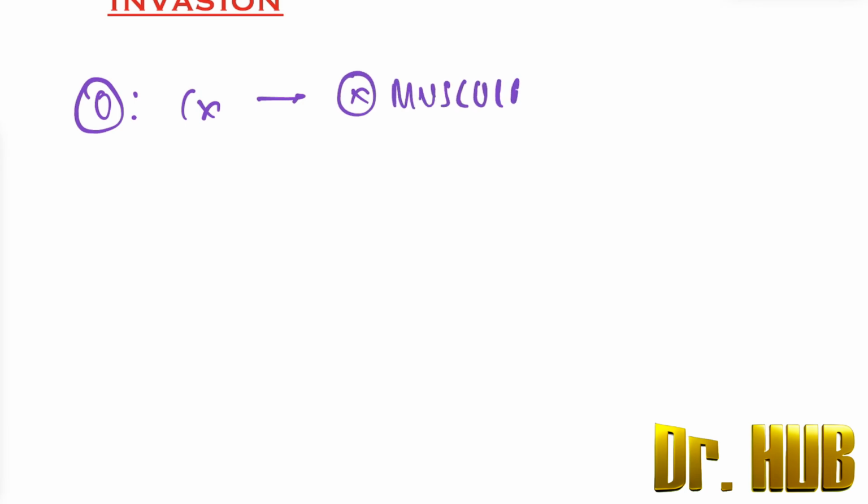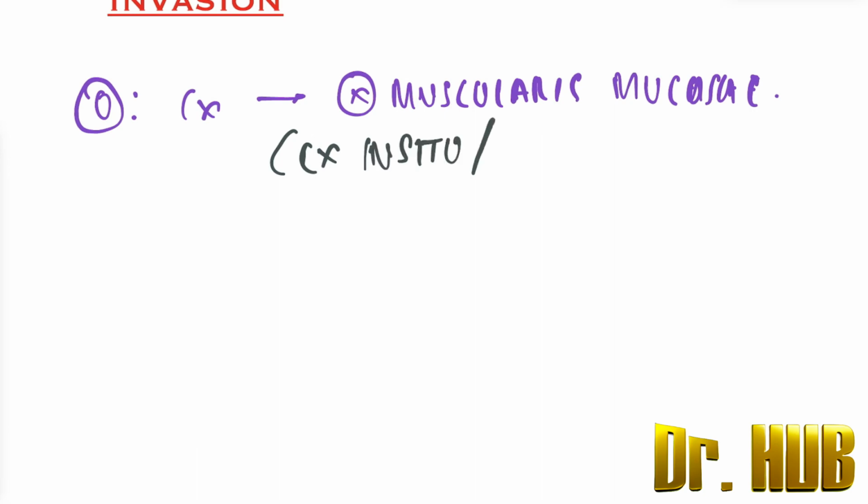So there is level 0. As we saw, level 0 is the carcinoma, it doesn't invade the muscularis mucosae, and there is a carcinoma in situ or the intramucosal carcinoma.